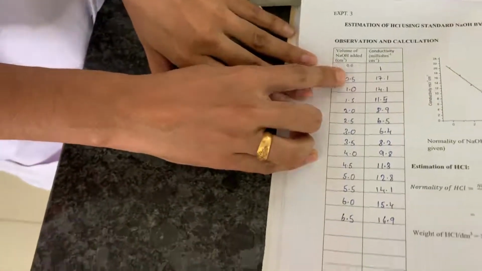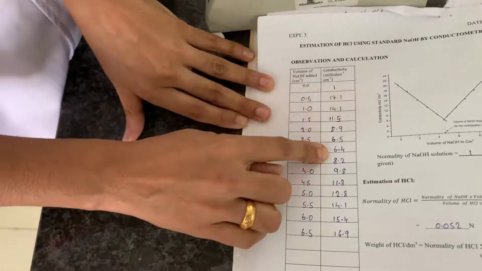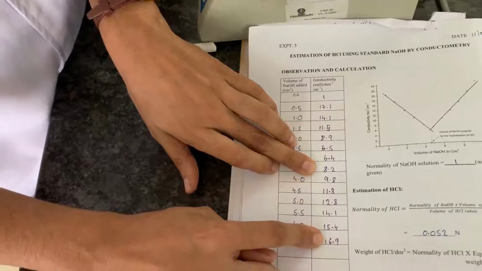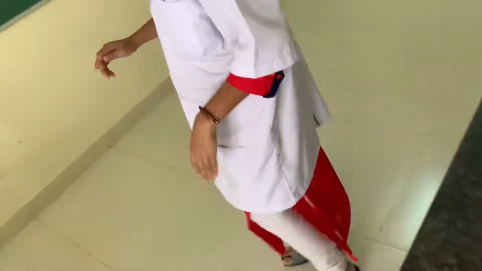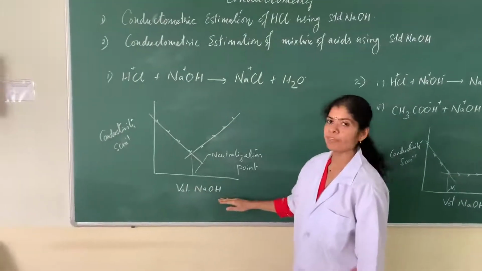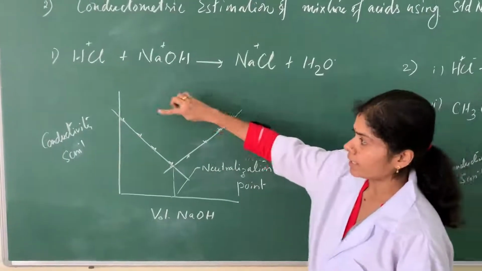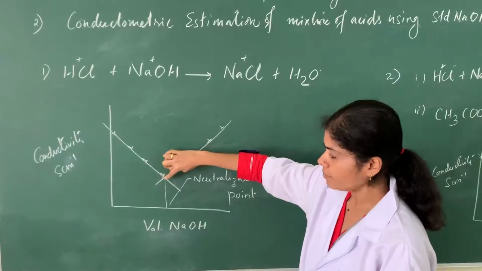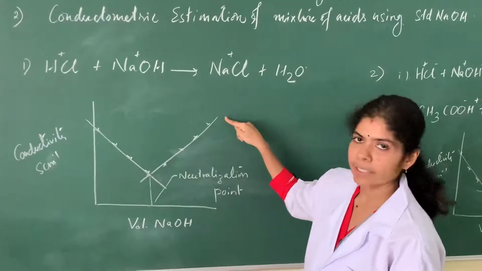With the addition of 0.5 ml of NaOH, the conductance value decreases. At one point, you can see an increase in conductance. This can be explained with the help of a graph between conductivity and volume of NaOH. The nature of the graph will be like this. The conductance is high in the beginning, it decreases, and at one point it reaches a minimum, then again it increases.